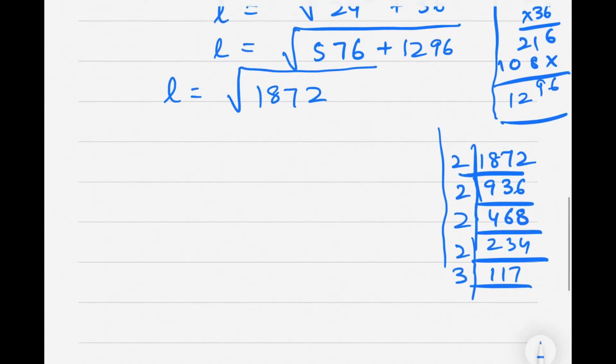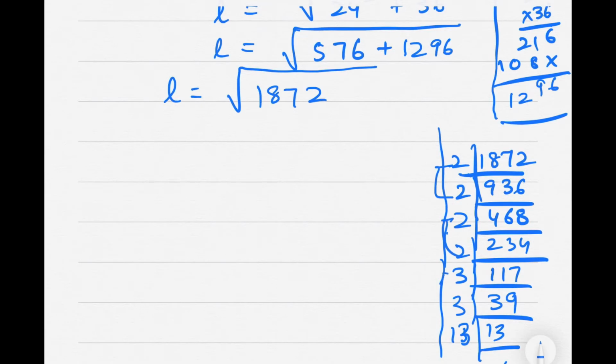So 3, 3 and 9, then 3 again, 13. So 13, right? Okay, then how do we just make the pair? So I know this is one pair, this is one pair, this is one pair, 13 is left. So 3 2s are 6, 2s are 12. So my L will be equal to 12 root 13.